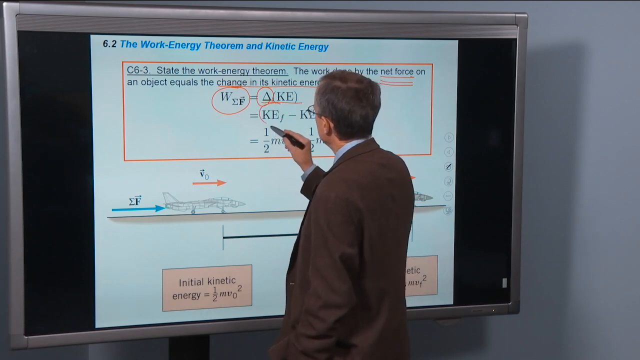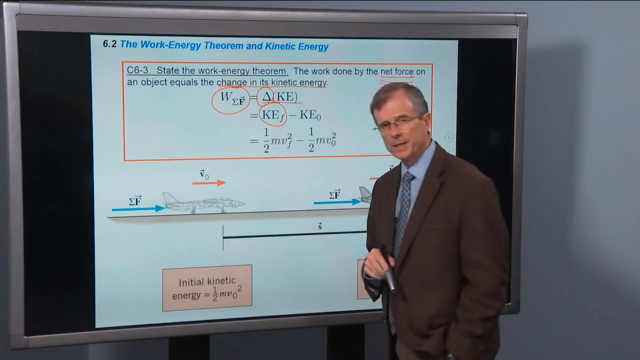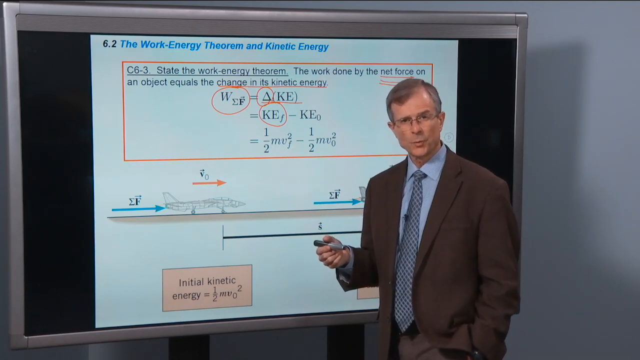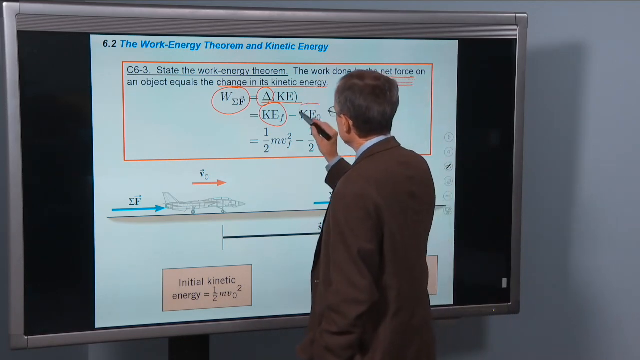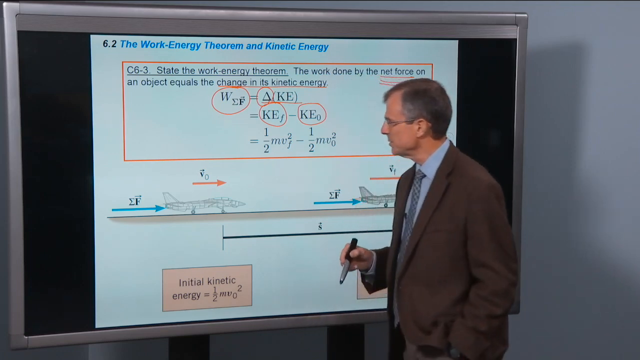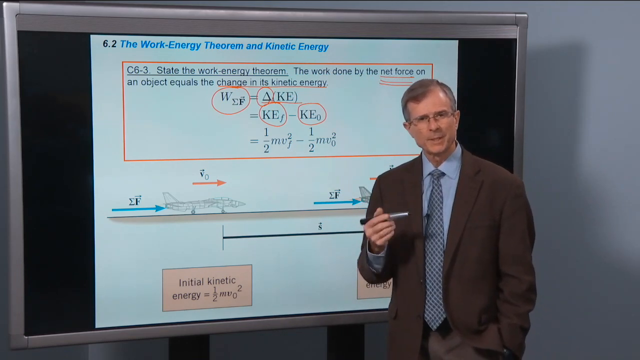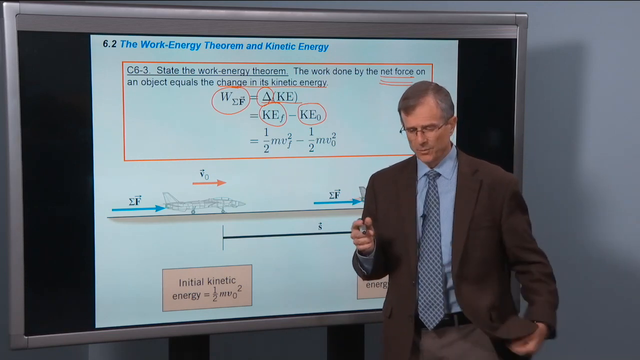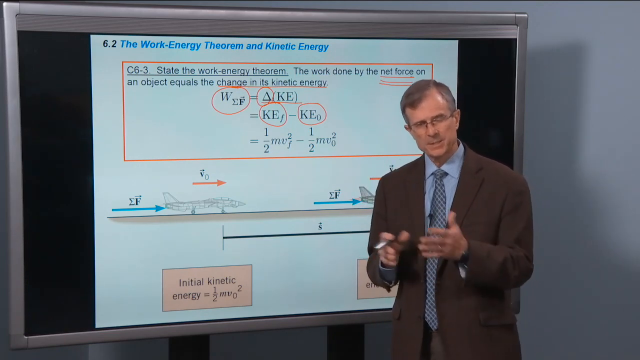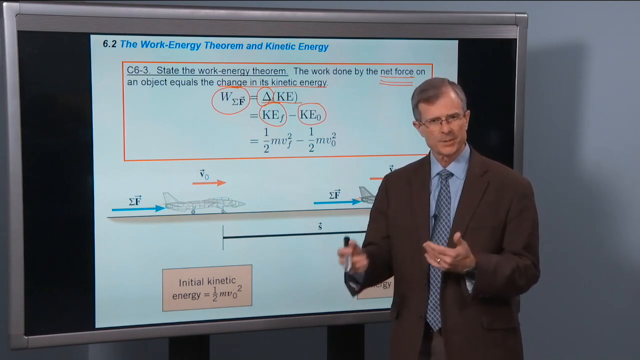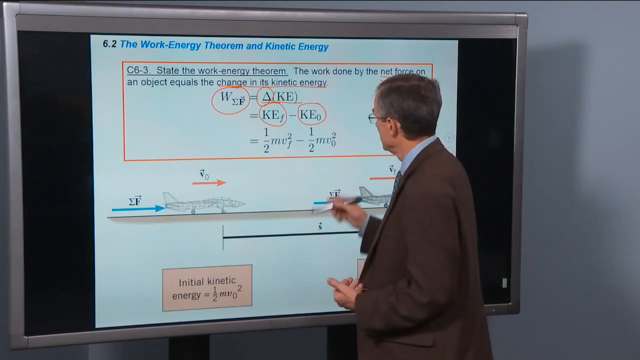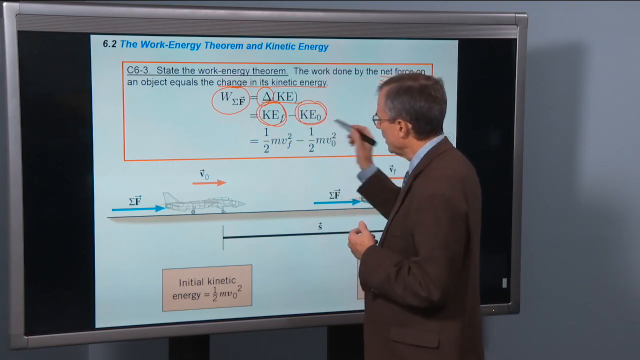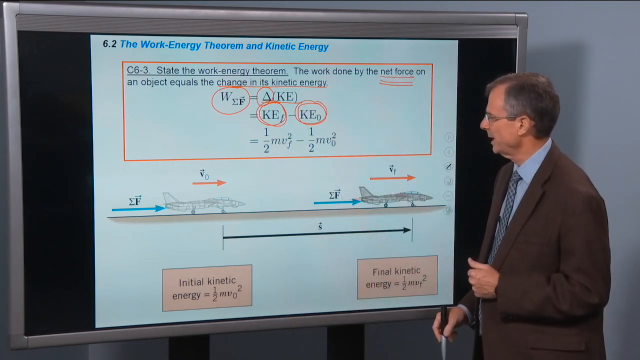So this is our final kinetic energy. We're going to write that KE_f, where f stands for final, minus KE_0. Instead of using an i for initial, we're going to use o like we did in Chapter 3 for kinematics problems: x and x naught. x is the final position, x naught is the initial position. So this is the initial, this is the final, and we take the final minus the initial to get the change in the kinetic energy.